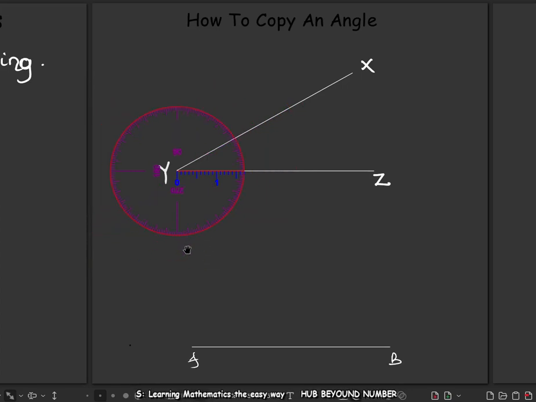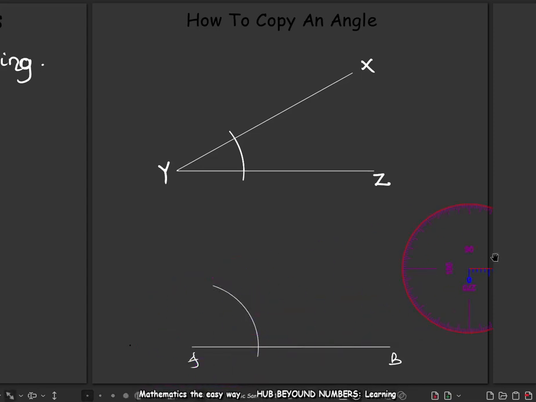You draw an arc such that it touches both lines, or both arms, of the angle. So I'm drawing this arc here, and I make sure it touches both arms of my angle. You can even let it exceed, it's fine. Now with that done, you use the same radius you used to draw this arc, come down here, and draw the same arc.